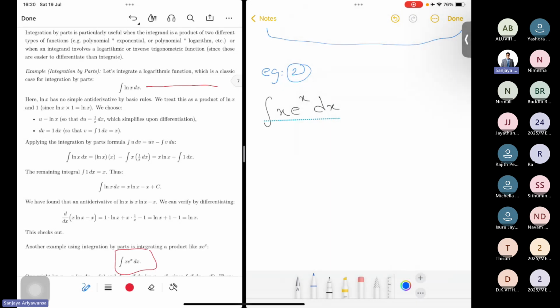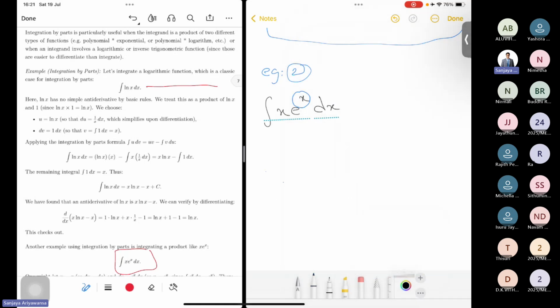So if I say u is equal to x, does it help? du by dx is 1, then du is equal to dx, and then x is u, e to the power u du. No, it's the same problem. I've just substituted x with u, that's it, and I get the same problem. That doesn't help. So for the substitution method, I can't find a suitable substitution that will help me.